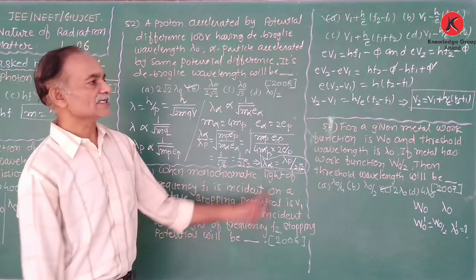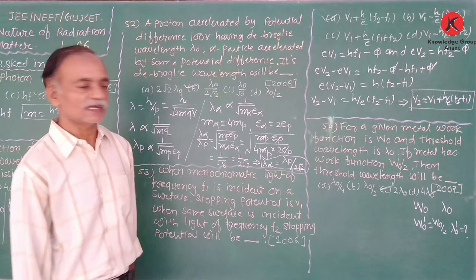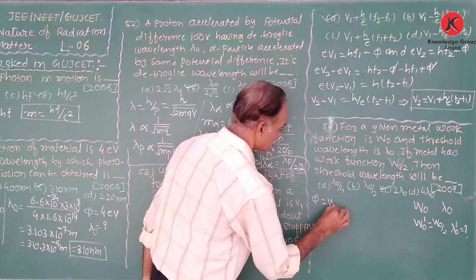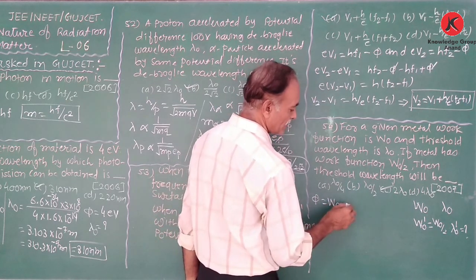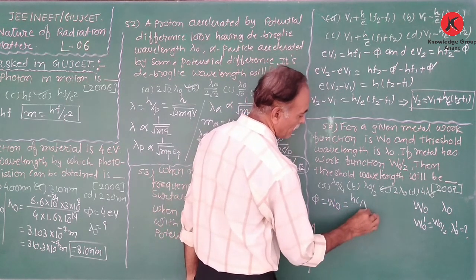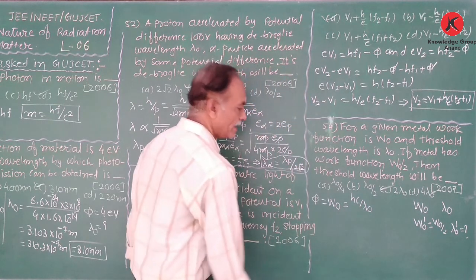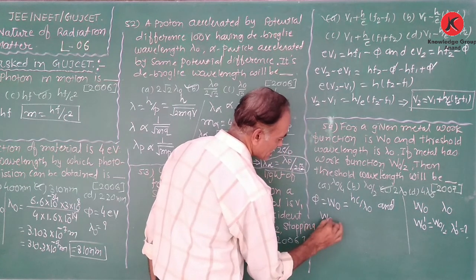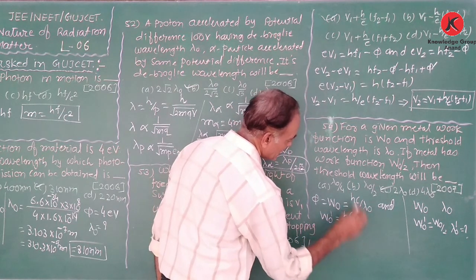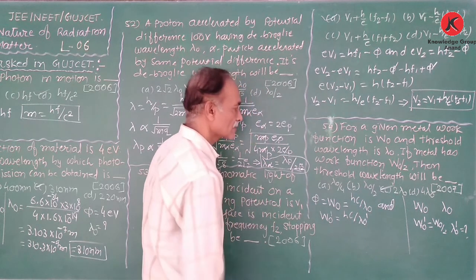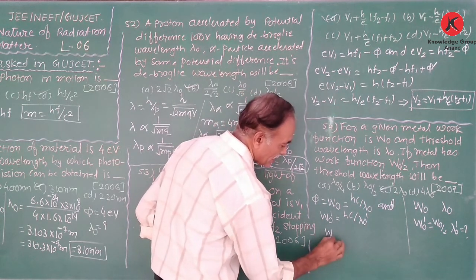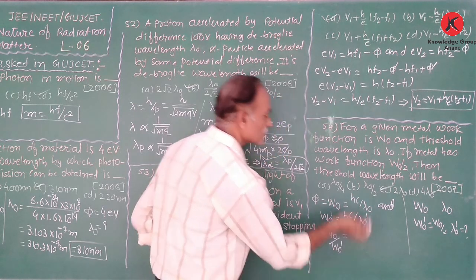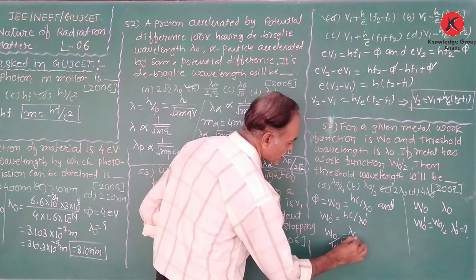So we know the same equation, work function phi is equal to hc upon lambda 0. Here the phi is denoted as W0 in this equation, therefore it's hc upon lambda 0. And the new work function W0 dash is equal to hc upon lambda 0 dash. We take the ratio of these two equations: W0 upon W0 dash is equal to lambda 0 dash upon lambda 0.